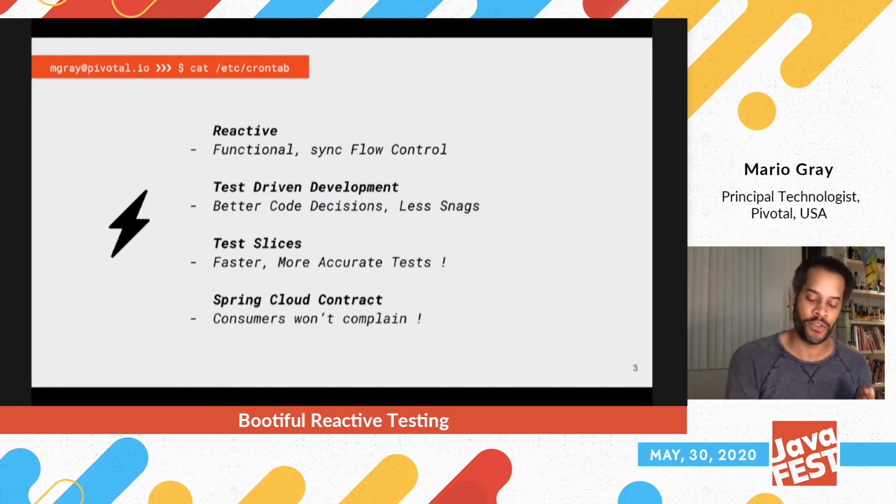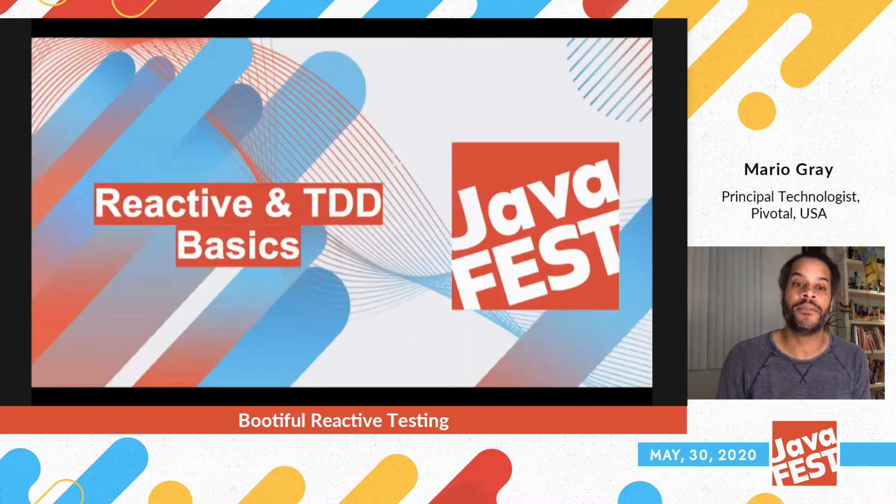It's very important if you've ever worked in a team with lots of languages and lots of people writing service code and people writing client code. You'll know why Spring Cloud Contract works very well between teams especially. All right, so we're going to get into some reactive and TDD basics next. I'll just explain it in one slide.